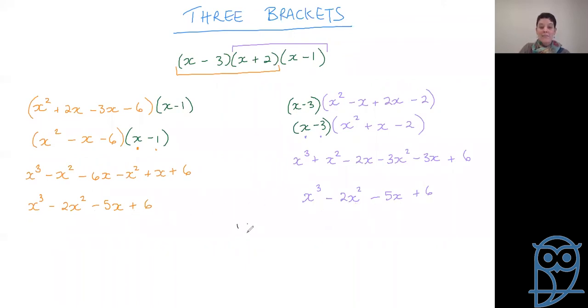So it doesn't matter which two brackets you start with. You're going to end up with the same answer if you do them carefully and you get all of those multiplications. So whenever we're doing three brackets, we're going to take two brackets, get it foiled out to give us our quadratic, and then we're going to take that and multiply by everything in the other bracket.